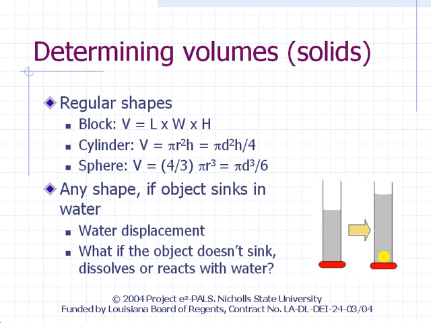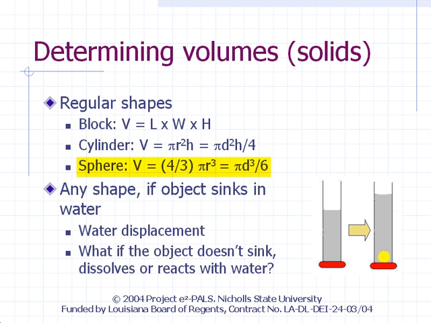To determine the volume of a solid, we can measure its dimensions if it has a regular shape. For example, the volume of a rectangular block is just equal to its length times its width times its height. A cylinder has a circular cross-section, which is constant. The volume of a cylinder is simply the area of the cross-section, pi r squared, multiplied by the height or the length, h. In the formulas given here, r is the radius of the cross-sectional area. D is the diameter, which is twice the radius.